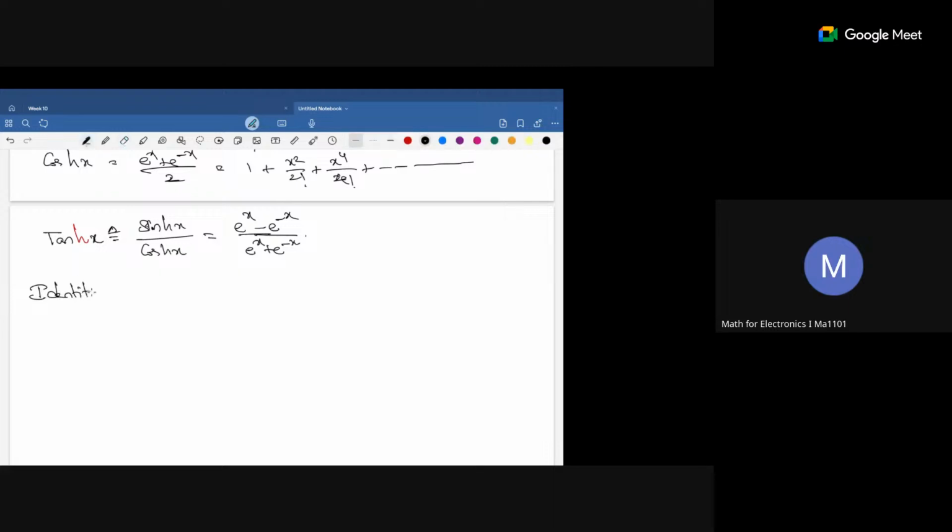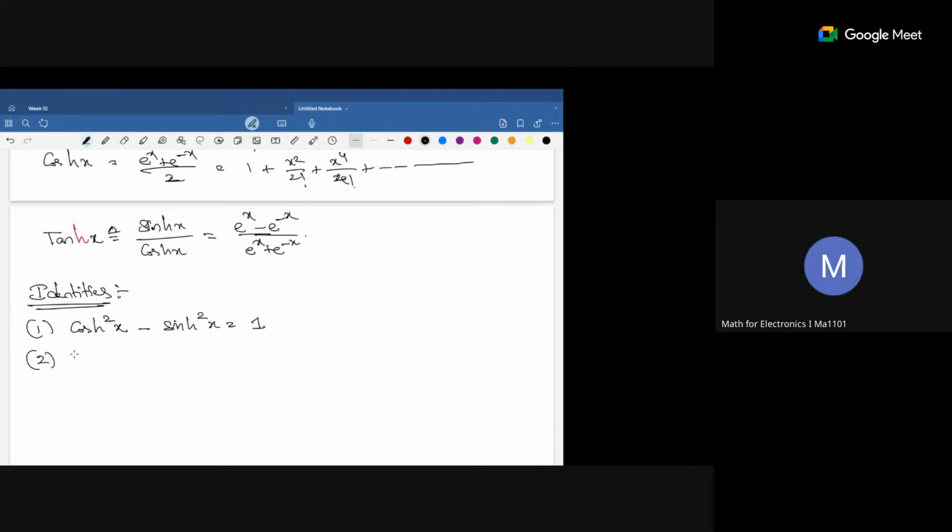So identities. The first identity would be cos hyperbolic square of x minus sine hyperbolic square of x will be 1. So it's not plus, it is minus. And we can cross check this. You know the cos hyperbolic of x expression and you know the sine hyperbolic x expression. You just write it and square it and see the difference. You'll get 1.